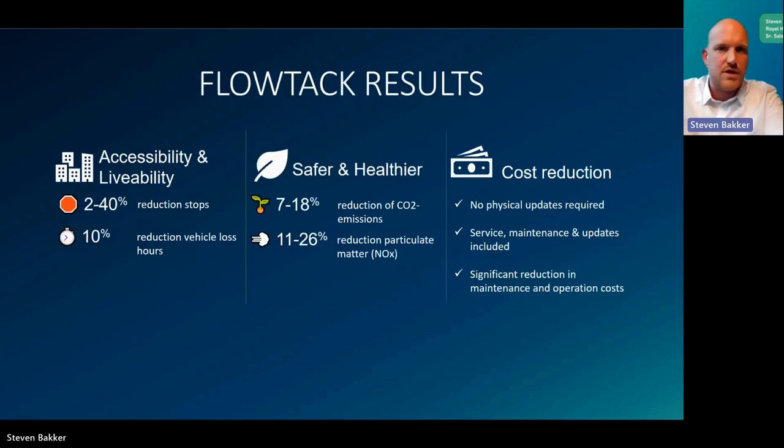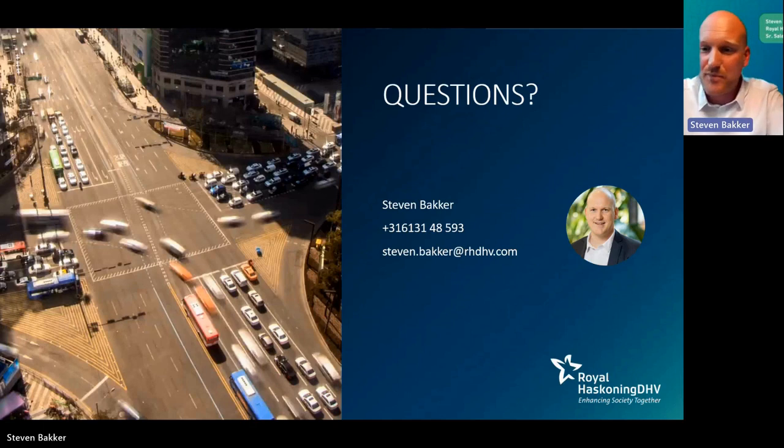These are also some generic flow-tech results where we see that in some cases when throughput is an important policy aspect, then reducing stops is also an important topic for policymakers. Yeah, that sums it up, Paul, I think.